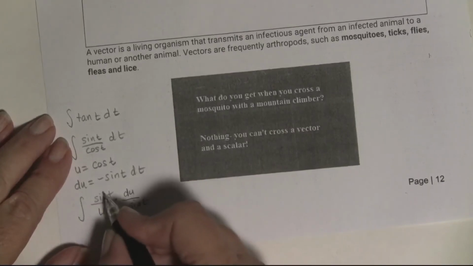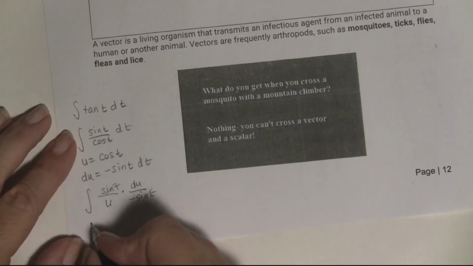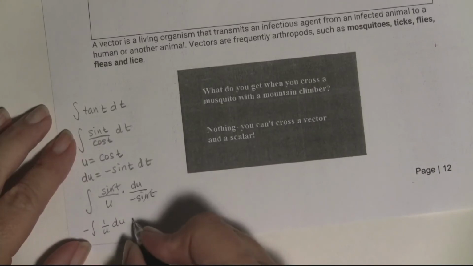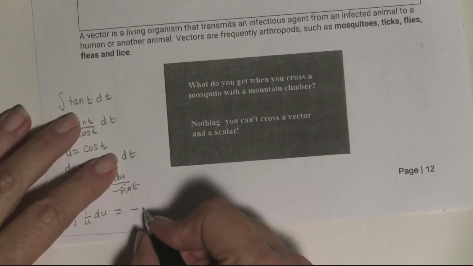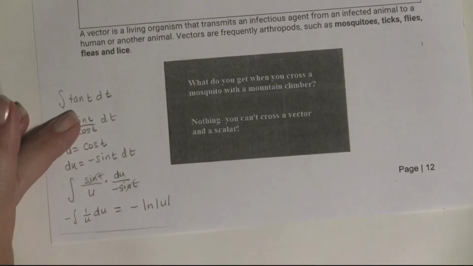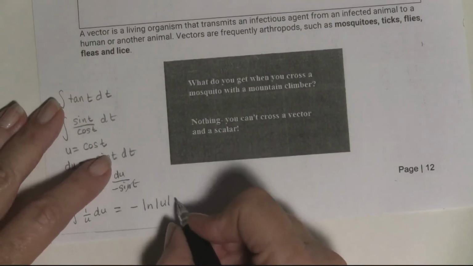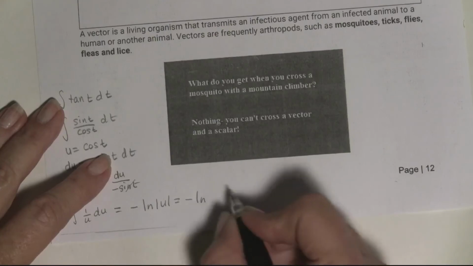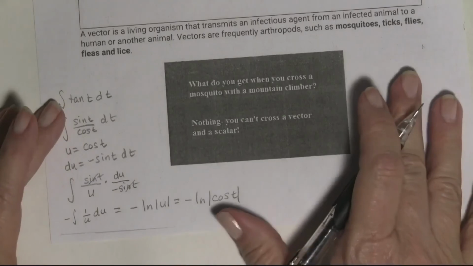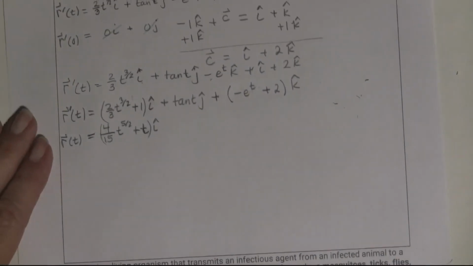The signs cancel out, and I am left with the integral of negative 1 over u du, which is negative of the natural log of the absolute value of u, right? And then remember what u was. u was cosine of t. So this is negative natural log of the absolute value of cosine of t. And so if you remembered that, wonderful. That's one that I just have for some reason in my memory bank. I don't know why.